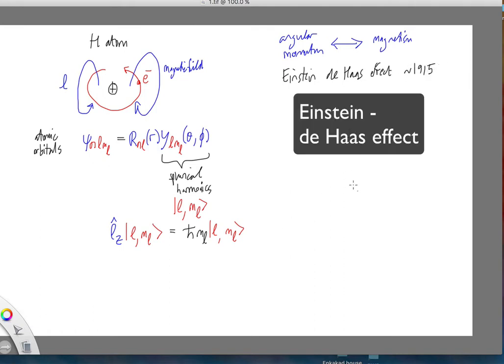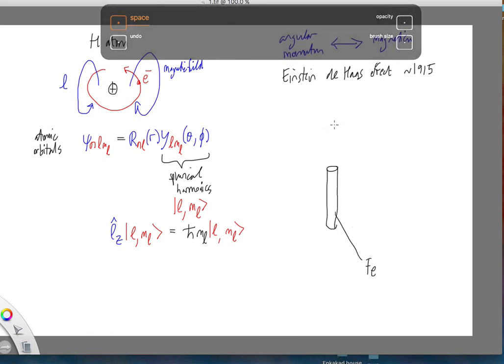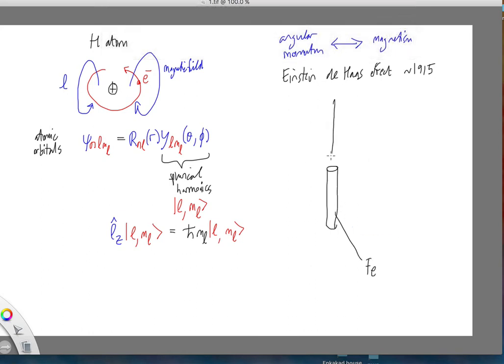And the effect is as follows: one designs an apparatus in which one has a cylinder of magnetic material, so for example iron, suspended by a thread. And around this iron cylinder which is suspended, one has a coil of wire. And the experiment is as follows: one passes a current through the coil, the current generates a magnetic field, and that magnetizes the material. And as the iron magnetizes, the observation is that the cylinder starts rotating.